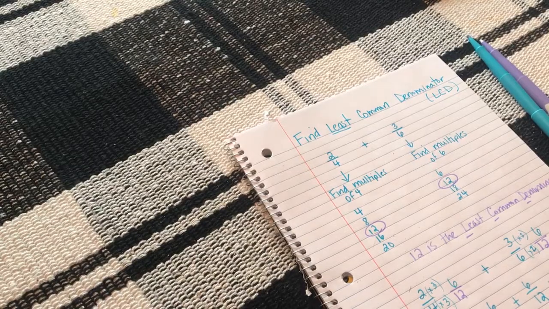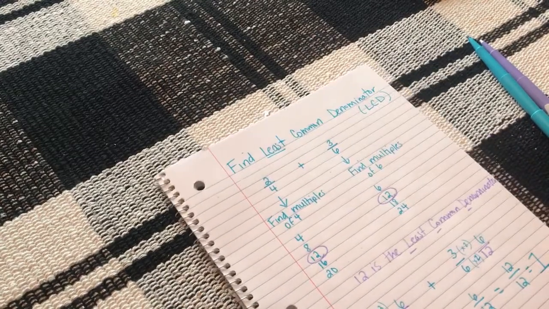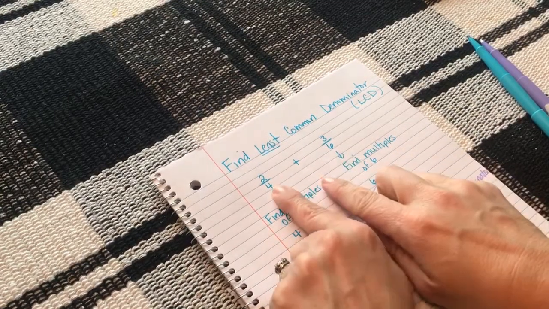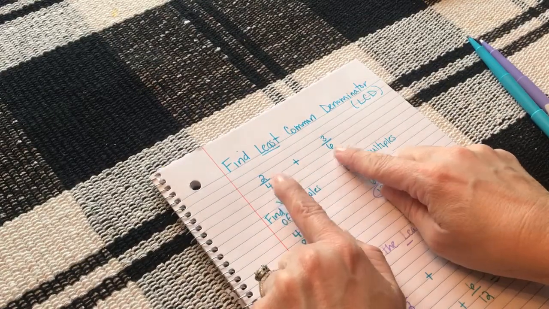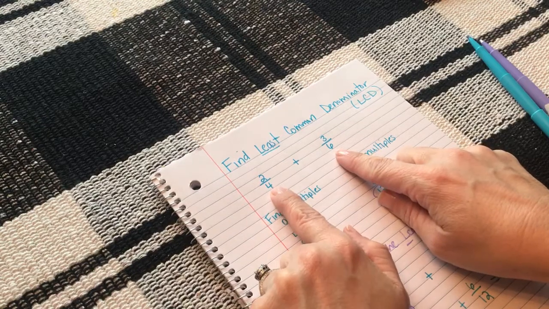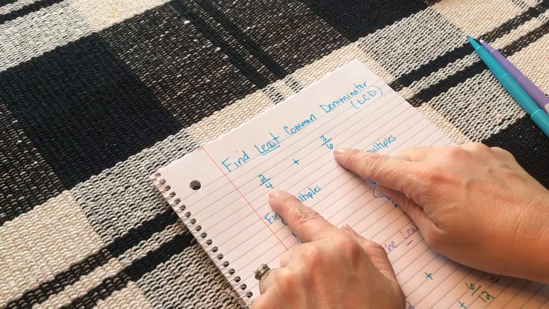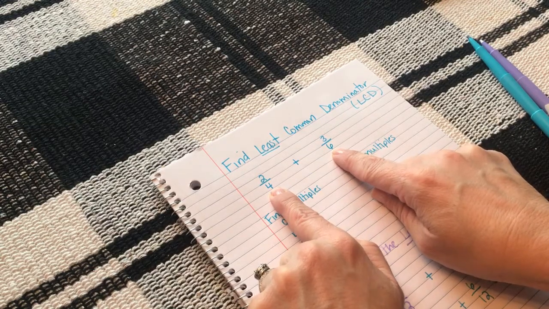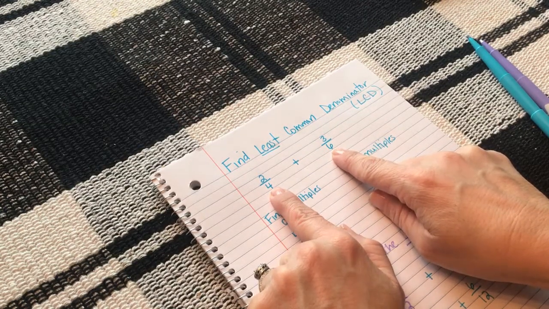Okay. So we're going to talk about finding least common denominators, okay? So I have two fractions here, 2/4 plus 3/6. We know that we can't add them because we need to find a common denominator. We can't add a 4 and a 6. So the easiest way to do this is find the least common denominator.